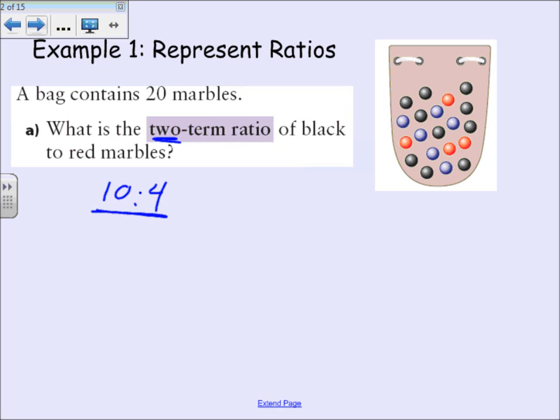Now, this is not in lowest terms, because we can also write two-term ratios as a fraction, such as 10 over 4. We can use the 2 right here as the fraction line. So 10 over 4 is not the lowest. We can get that down to 5 over 2. Just divide them both by 2. So that's the two-term ratio of black to red marbles.